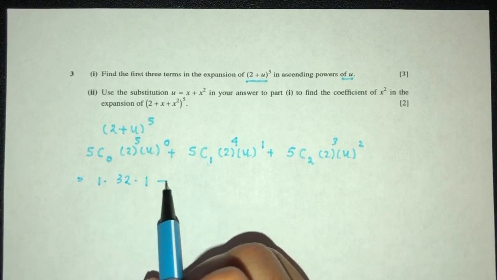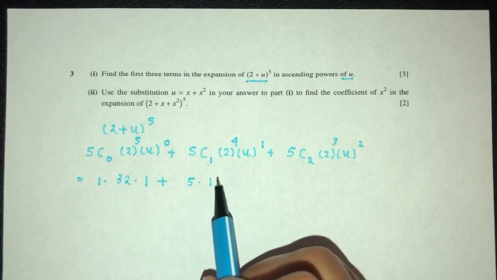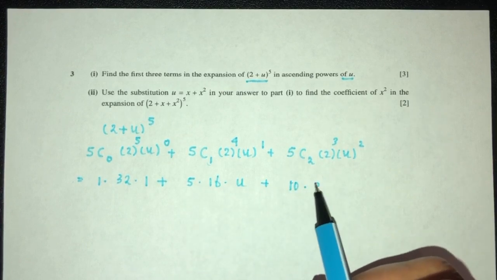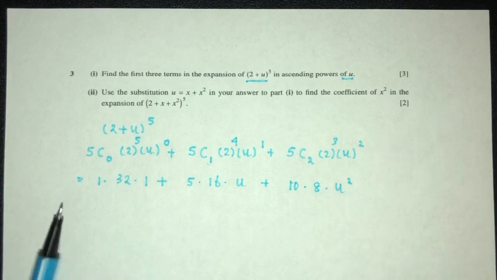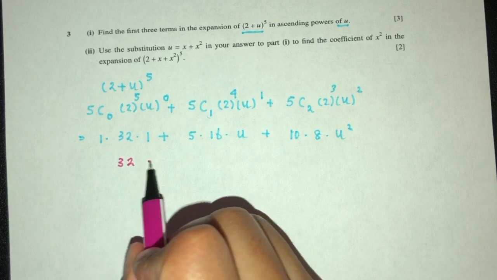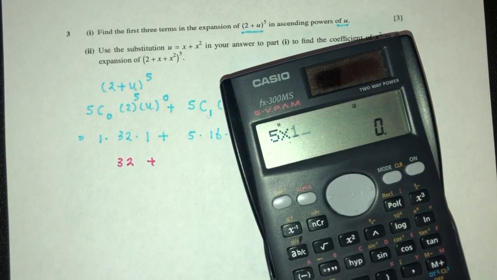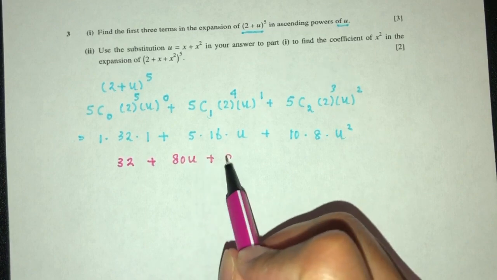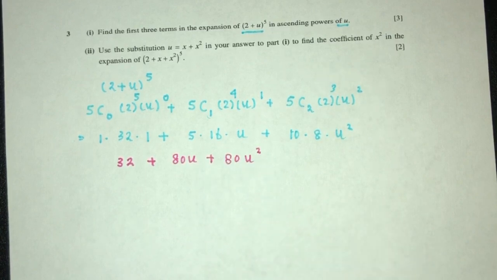This will be 1 plus 5 choose 1 is 5. That will be 16. And that should be u. 5 choose 2 is 10. That should be 8 and u square. So simplify. That will give you 32 plus what? 5 times 16, that will be 80. So 80u plus 80u square. This is the first 3 terms of the expansion.